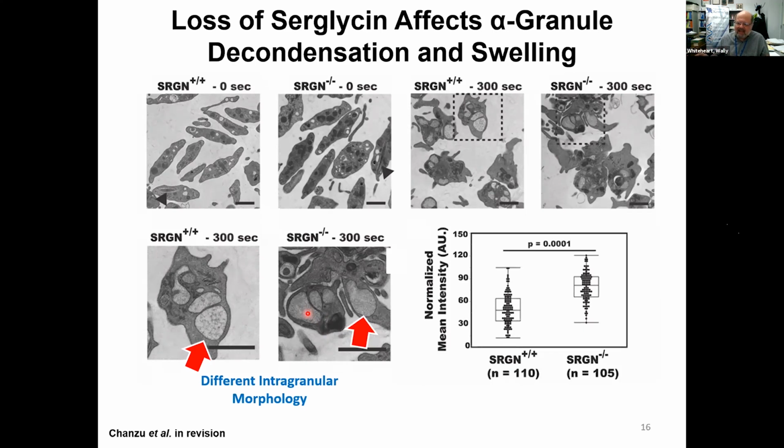But remember, it's a polyanion, so it could serve as a counter ion for a number of these cargo. Okay? The difference in the intensities between the granules is actually quantified here. And we also measured the size of the granules and showed that the lack of serglycin affects the swelling of the granules as well. So you're not getting the same degree of swelling of the granules as you get in the wild type platelets. Okay.